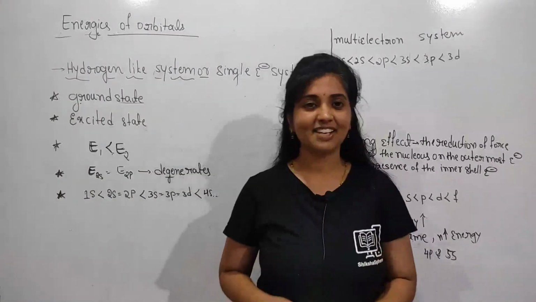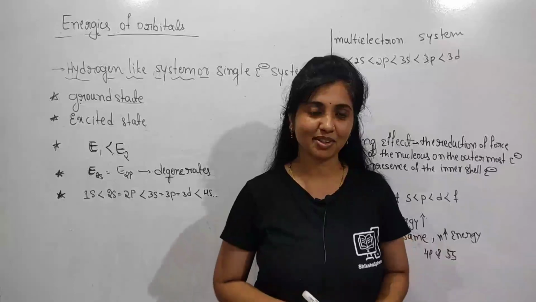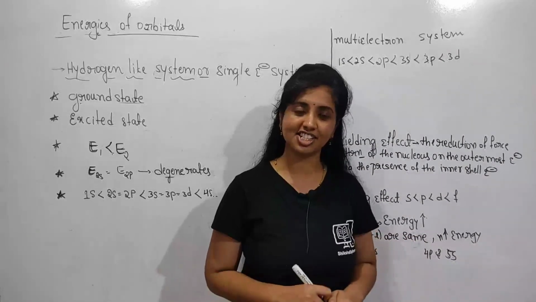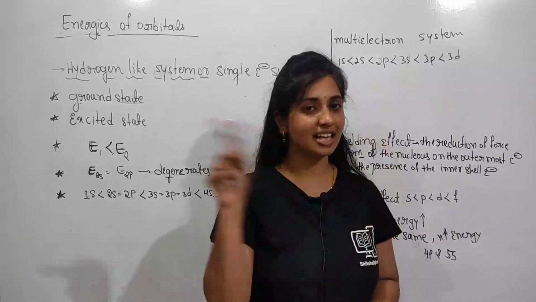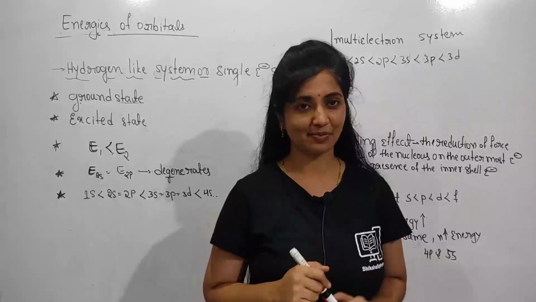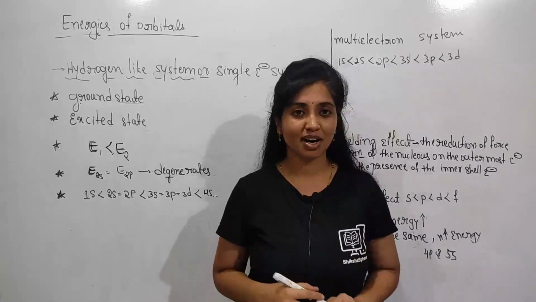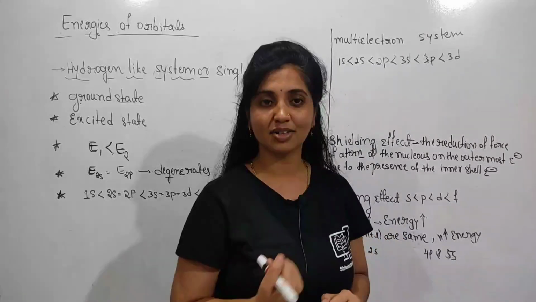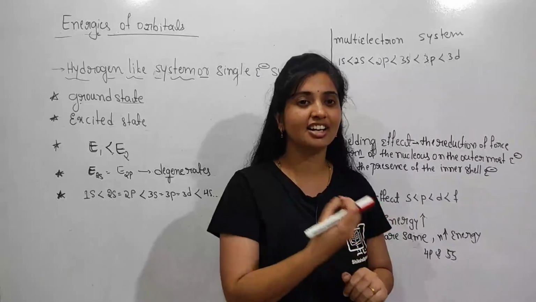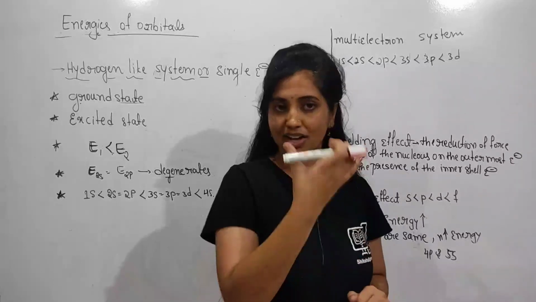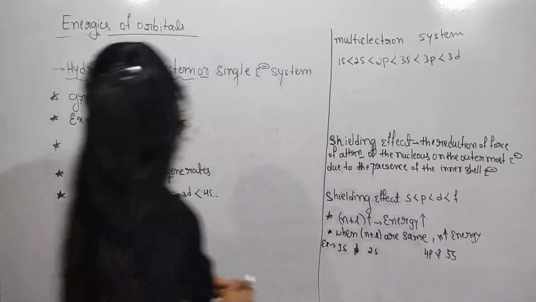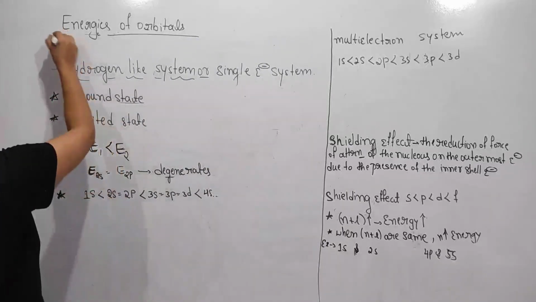Hi everyone, in previous classes we have studied the shapes of orbitals: the s orbital is spherical in shape, the p orbital is dumbbell shaped, and the d orbital is double dumbbell shaped. We have also already studied nodes, like angular nodes and radial nodes, how we got the total nodes, and the formula for that. In today's class I wish to discuss with you the energies of orbitals.